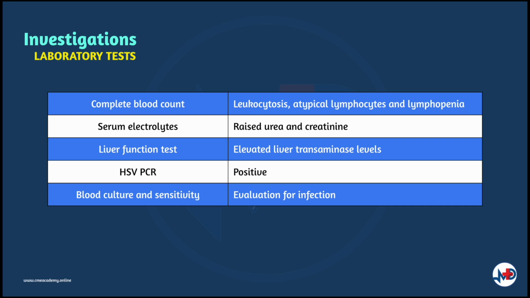Some other lab tests can be done for patients with suspected erythema multiforme. They are complete blood count, serum electrolytes, liver function tests, herpes simplex virus PCR test, as well as blood culture and sensitivity. In complete blood counts, patients will have moderate leukocytosis and lymphopenia, possibly secondary to the depletion of CD4 lymphocytes in the body. Mildly elevated liver transaminase levels may be found in patients with hepatic involvement. In erythema multiforme patients, the HSV PCR test is commonly positive. Blood culture and sensitivity can also be done to evaluate infection.